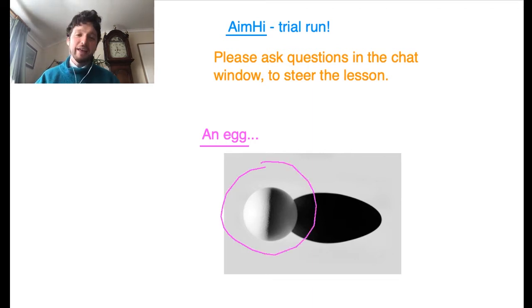The egg has got a shadow, and I'm wondering what you guys think that shadow weighs. How much does the shadow weigh? That's just the thought for the back of your minds during the lesson, but actually it has nothing to do with the lesson because the lesson is on speed.